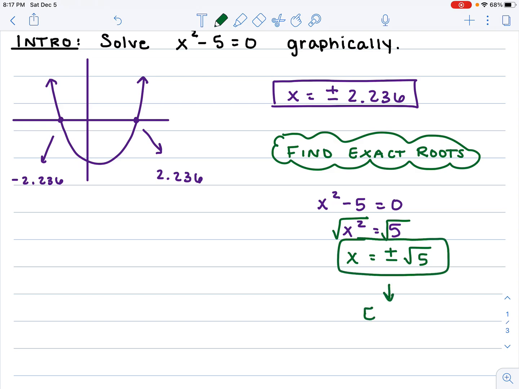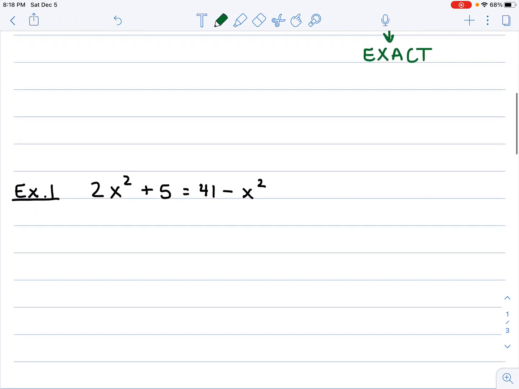So this is what we would call the exact solution. And up here, this is what we would call the approximate, because we did round to get those decimals. So when I ask you for the exact answer, I'm looking for something that has a radical in it still. All right, if I'm looking for approximate, you can go ahead and solve that graphically and round that answer to 3 decimal spots. So let's practice a little bit more.